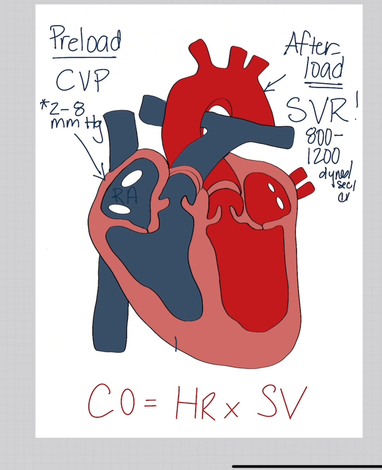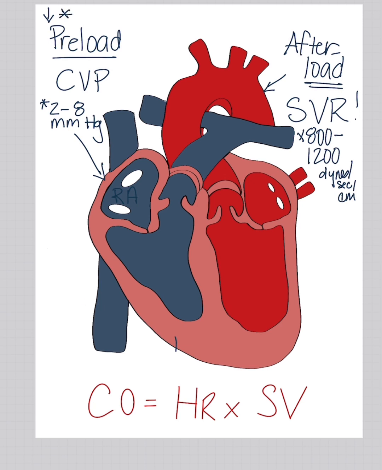Normal is 800 to 1200. And if it's too low, then you are going to be dilated. If it's too high, it's going to be too constricted. And that left ventricle is going to have to overcome a greater amount of pressure to pump blood. So your cardiac output is really inversely related to your SVR. So your SVR, if it's too high, your cardiac output is going to be low.